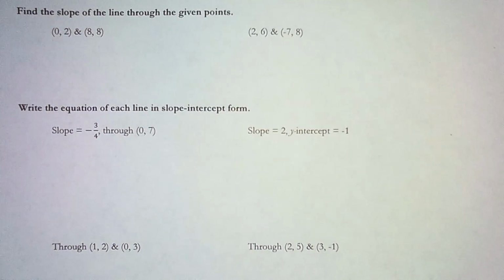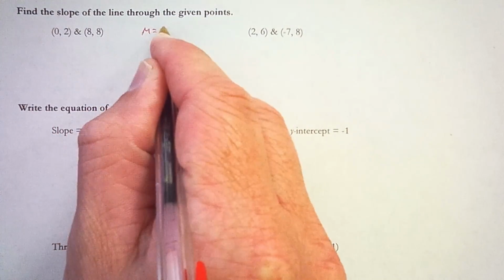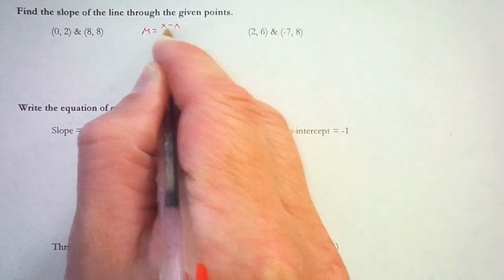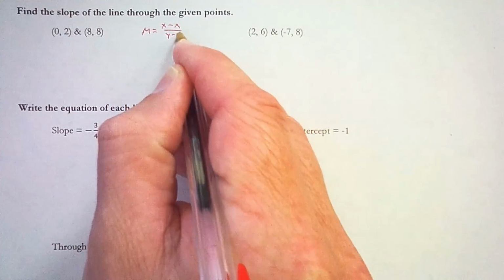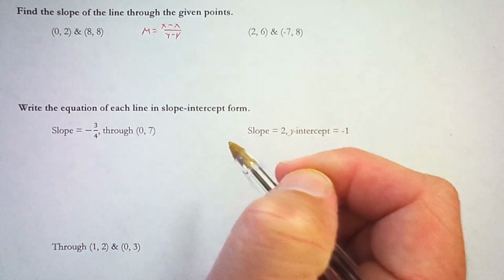Hey everybody, in this video and the next we are going to review everything we've learned in this unit. So in this first video we are going to talk about slope and we are going to write some equations of lines. So I'll remind you that slope is found by y minus y over x minus x. That's the rise over run.